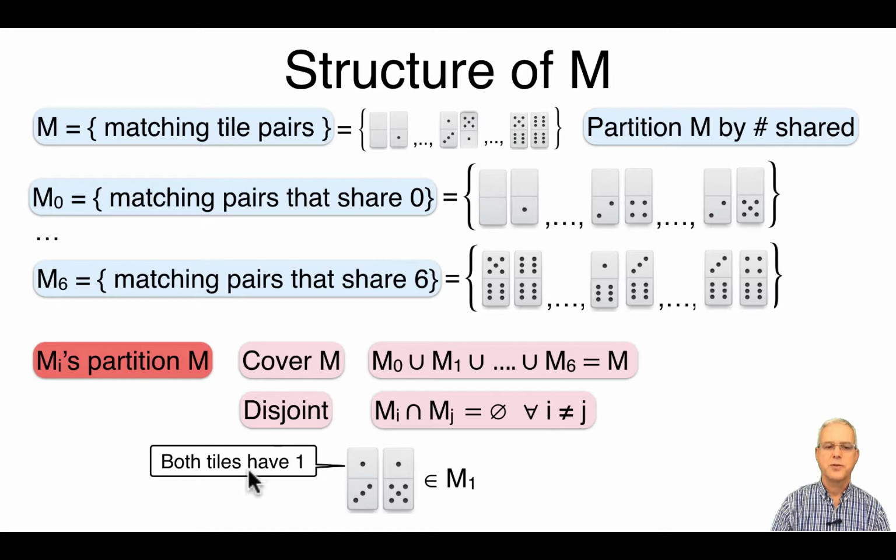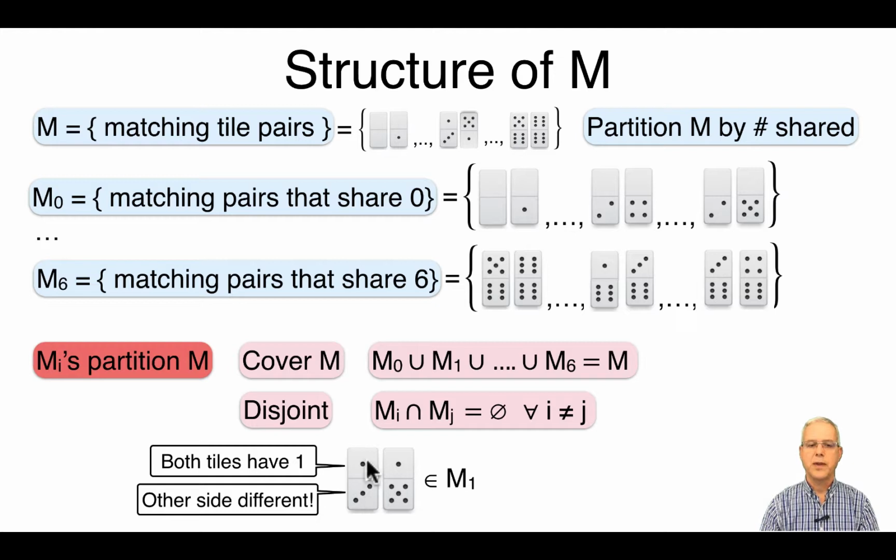So first observe that because they are in M1, both tiles have a 1, and so let's assume that the 1 appears on top. Now let's consider the bottom. Because these are two different tiles, and they're the same on top, the bottom must be different. We cannot have 1,3 and 1,3, because it would be a single tile, not a pair of tiles. So these bottoms must be different.